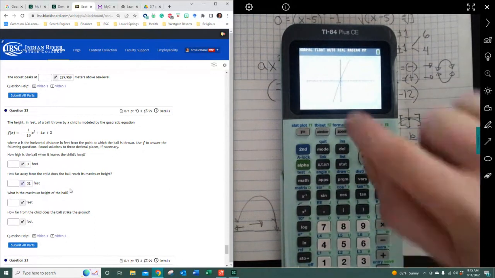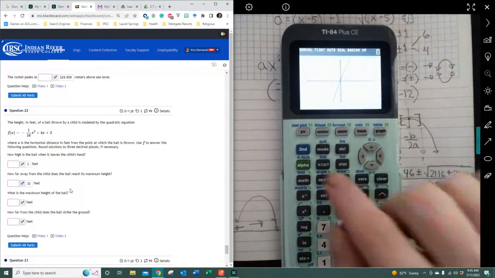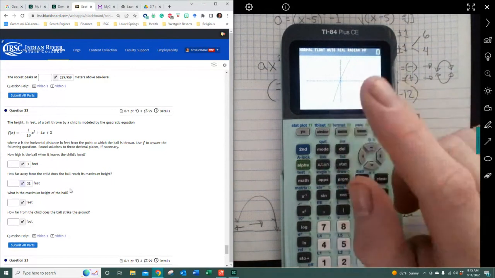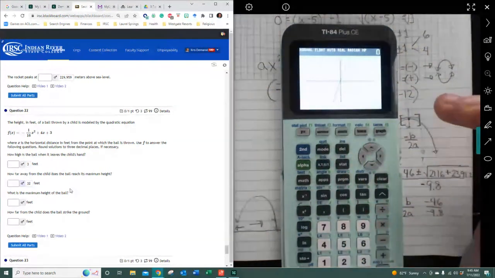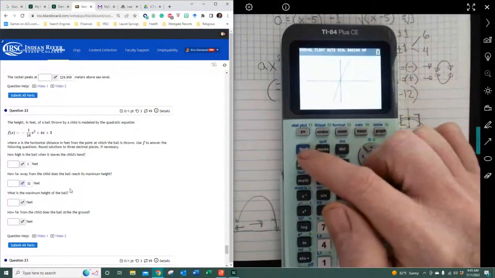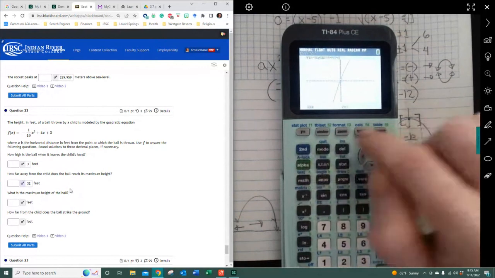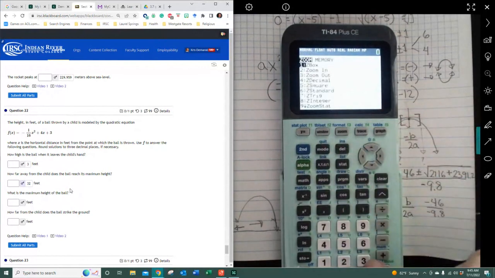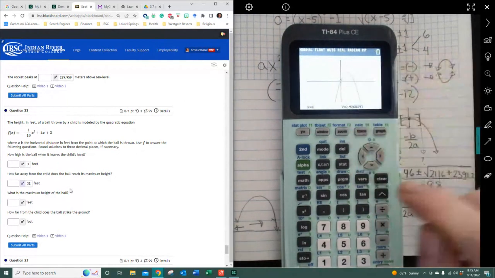Okay, so now I can see the curve. Because of the way this is working, I see that it's very far away. It's how far from the child does the ball reach its maximum height. So we're about this distance. So we want to go ahead and do zoom, zoom out. Whoops, zoom out is 3. Okay, now I can see it.